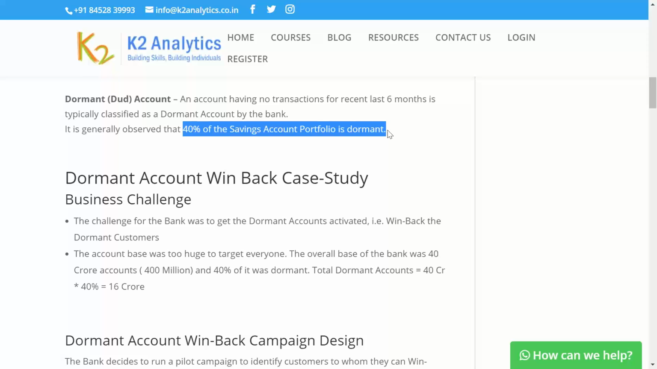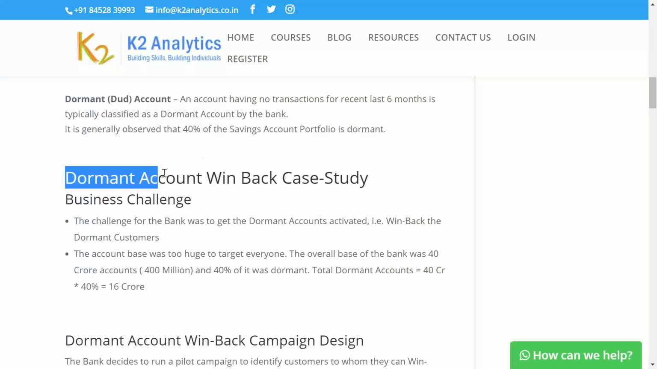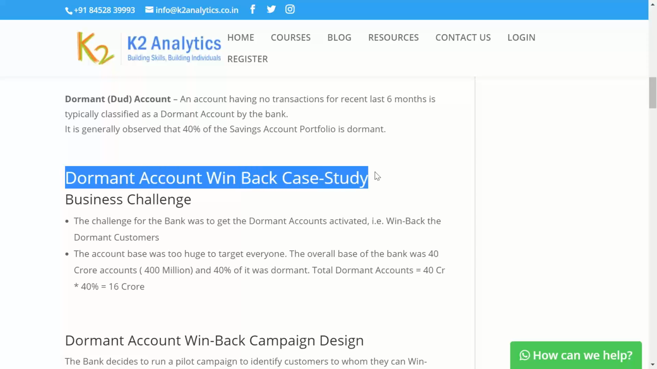So if you are managing such a portfolio, obviously you will have one of your objectives as, can I win back the dormant accounts? So here we are going to discuss dormant account win back case study. I've explained you banks have the largest portfolio, which is savings account. Customers transact frequently in certain accounts, those are primary accounts.